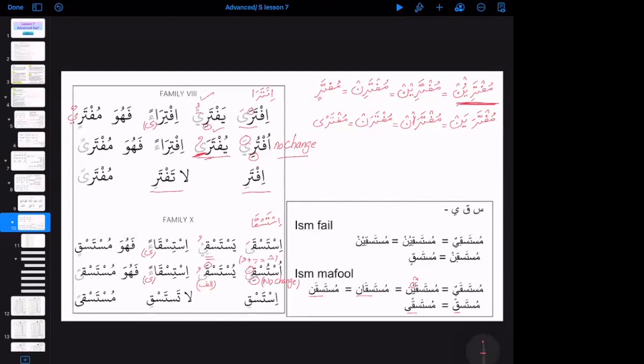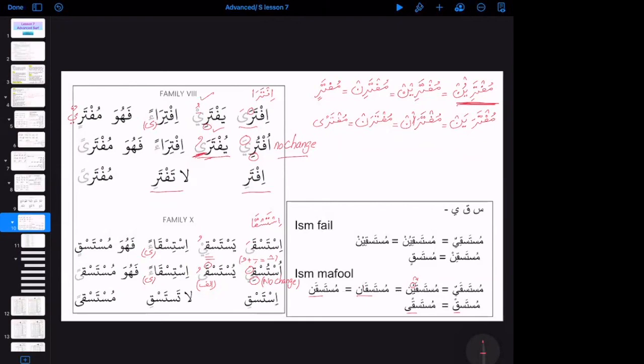Now, istaska, anyone else want to do it? It's the same rule here, Sister Rahat, like istasqa, istaghfara. So here we'll read istasqa, yastasqi. Again, the rule is applying here that dhamma is on the weak letter and kasra is on the letter before, so it's changing. So yes, tasqi.